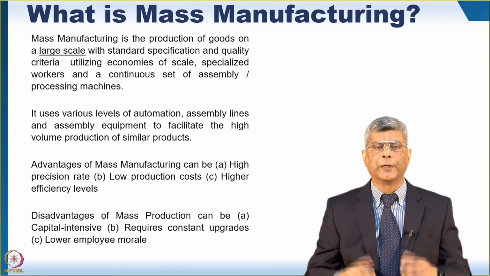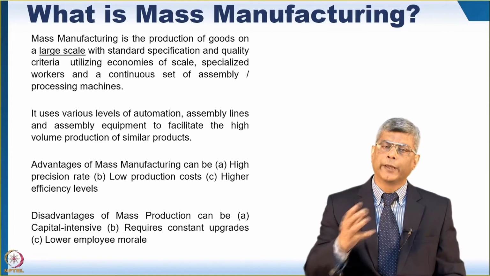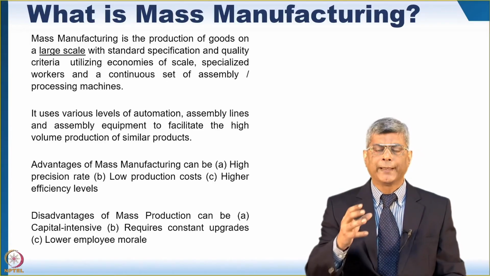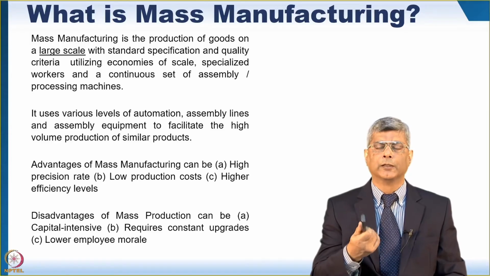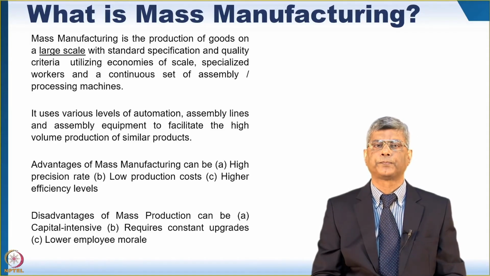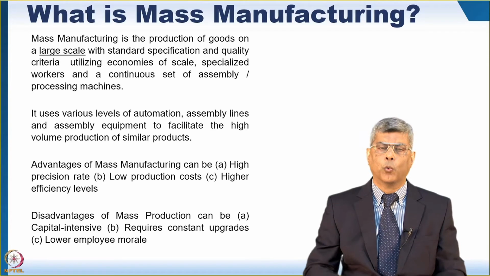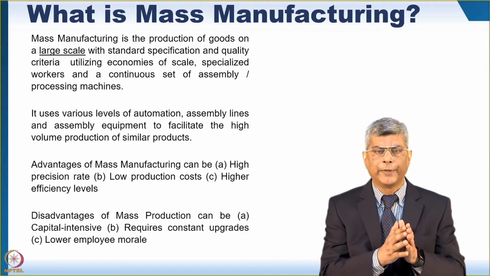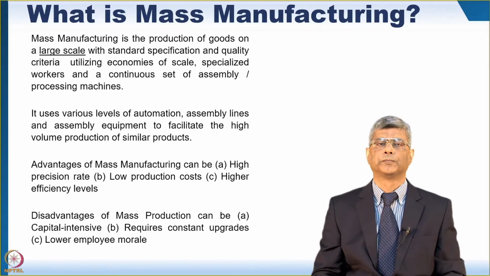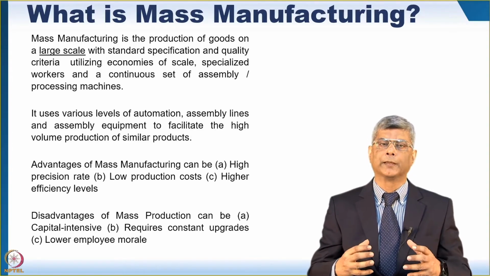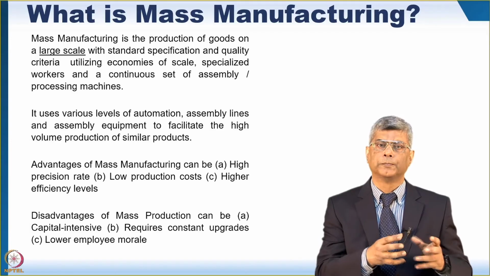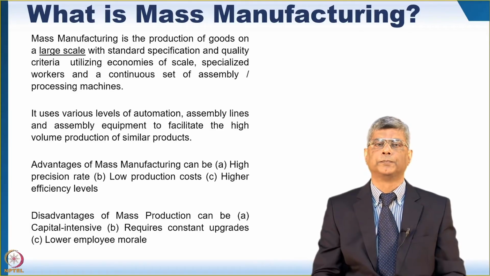So how did it come about? In the early days, if you're making a simple product, a pen or a pencil or a toy, one person could finish the entire manufacturing. One person could make a pot or a pencil.